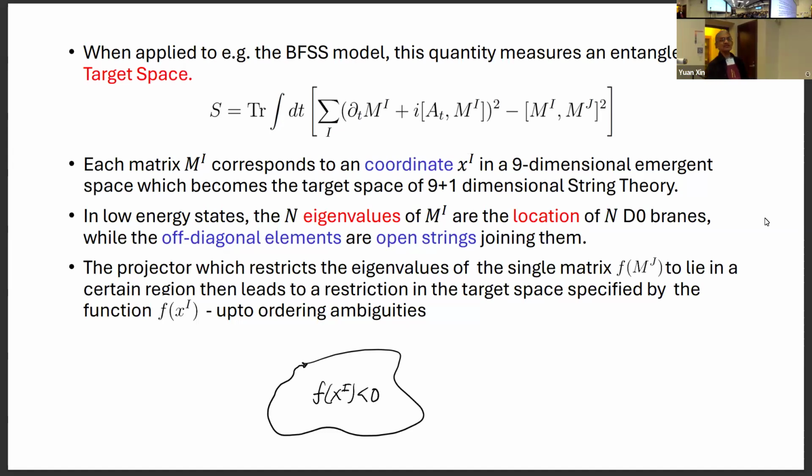In fact, in low energy states, the eigenvalues of these matrices M are locations of N D0 branes, while the off-diagonal elements are open strings which join them. What this means is that the projector, which restricts the eigenvalues of a single matrix function F of M to lie in a certain region, then leads to a restriction in the target space specified by that same function as a function of the coordinates, up to some ordering ambiguities. So we are really measuring what I'll call target space entanglement, namely the entanglement associated with a region in which the D0 branes move.